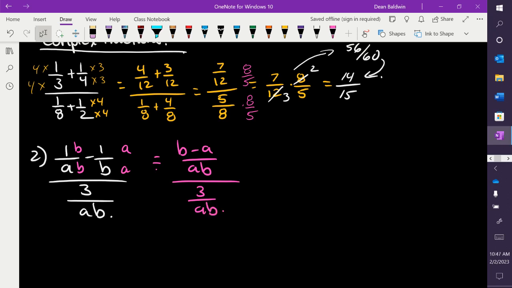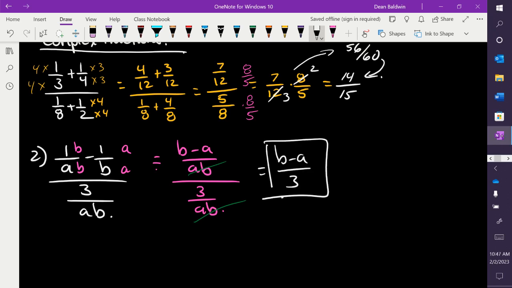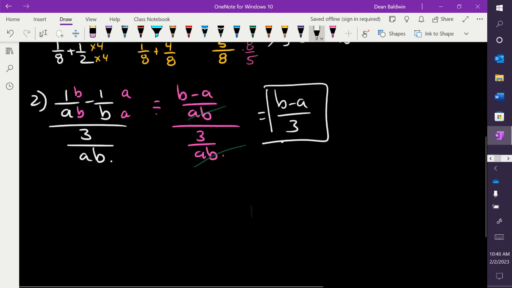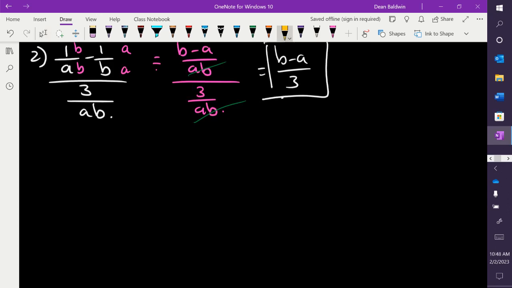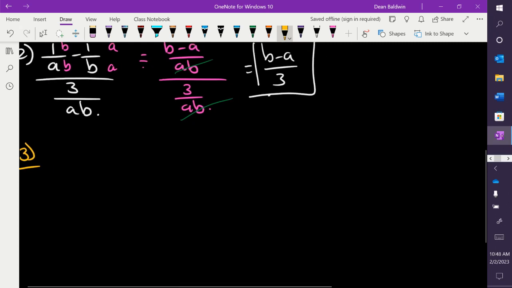Then what do you do? Keep, switch, flip, or whatever. The ABs will cancel. What are you left with? B minus A over 3. Are we good? Three. All right, this is math. This will bring back fond memories of your Math 11 class.